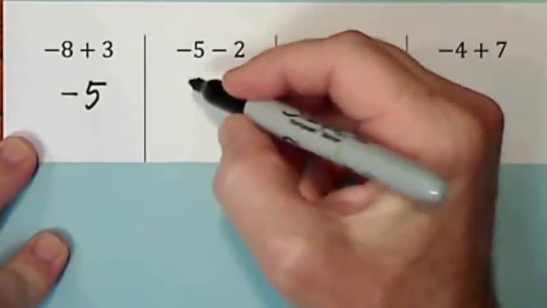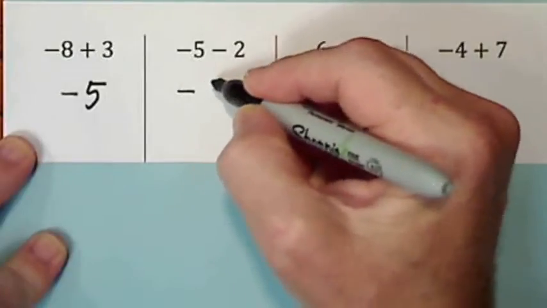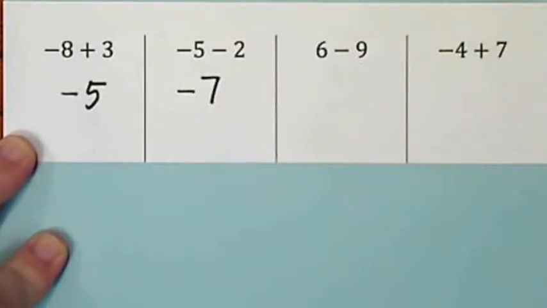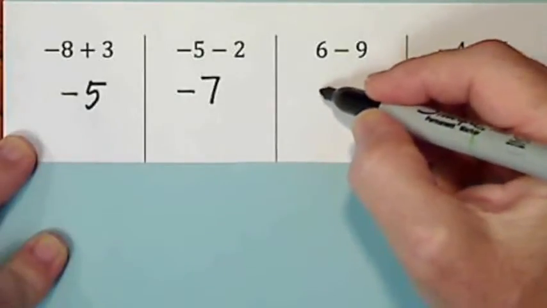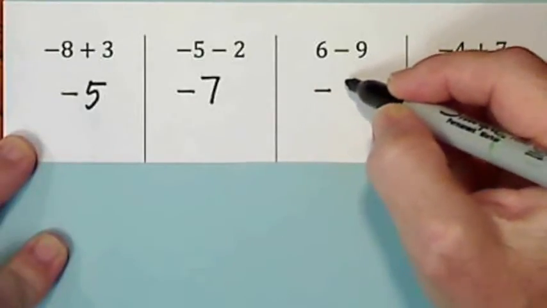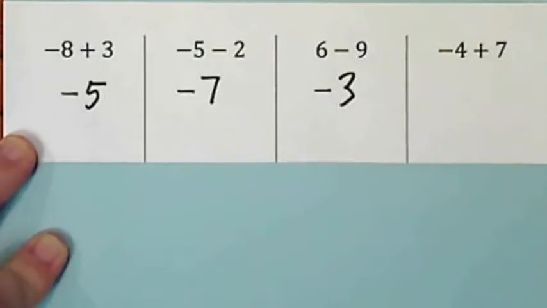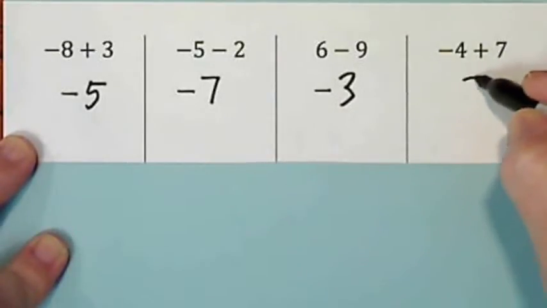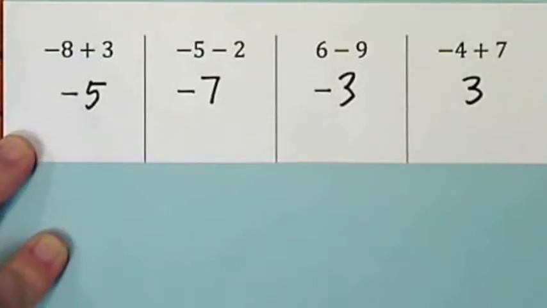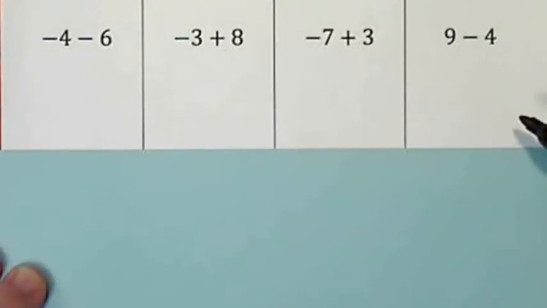Signs are the same, you add and keep the sign. The signs are different, you subtract, keep the sign of the larger. And the signs are different, so you subtract and keep the sign of the larger. Okay, again, if you want to hit pause and try these quickly, that'd be fine. I'm going to go ahead and solve them right now.